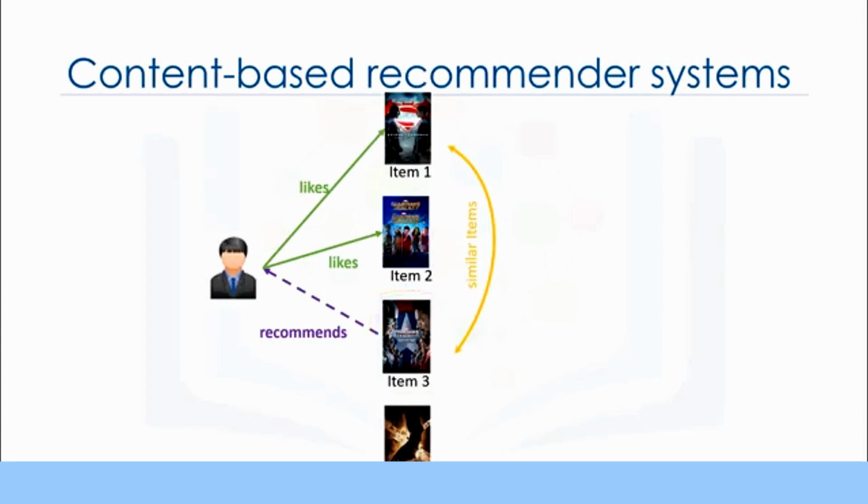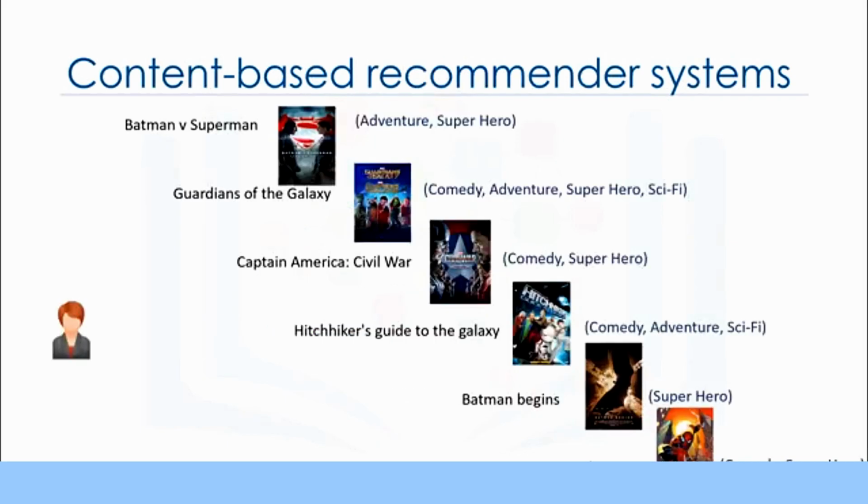In essence, this is what content-based recommender system engines do. Now, let's dive into a content-based recommender system to see how it works. Let's assume we have a dataset of only 6 movies. This dataset shows movies that our user has watched and also the genre of each of the movies.